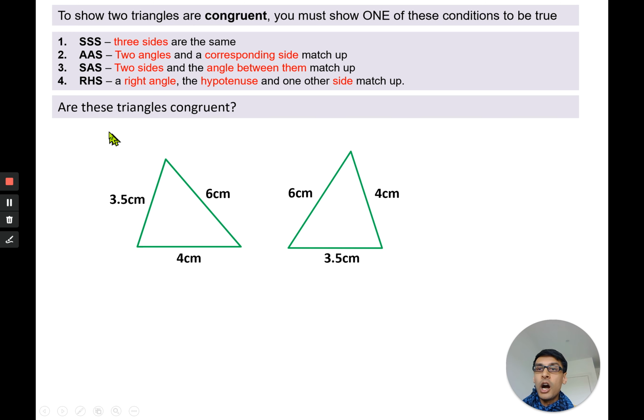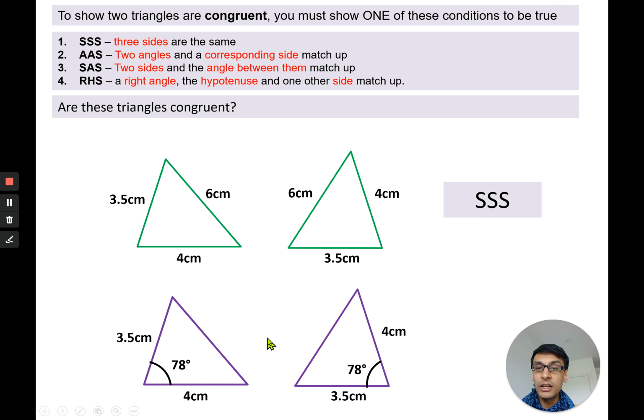So are these triangles congruent? Well, look at the lengths. We can see 3.5, 6, and 4, 3.5, 6, and 4. So if you were to flip the triangle over without changing the side lengths or angles, just flipping it or rotating it, you would end up with a congruent triangle. And the proof would be all three sides are the same. So S, S, S.